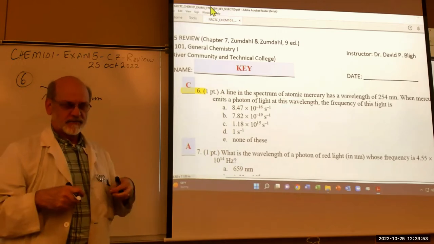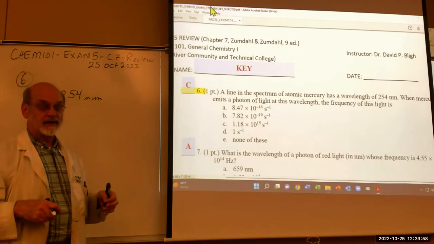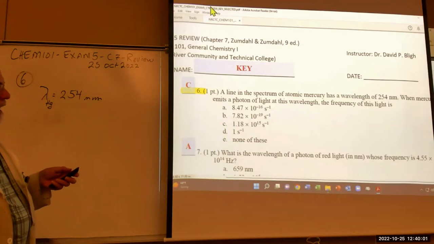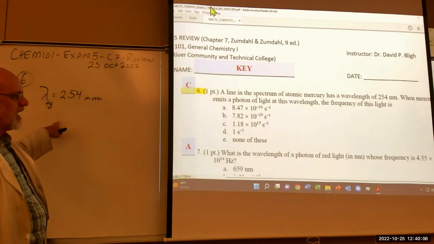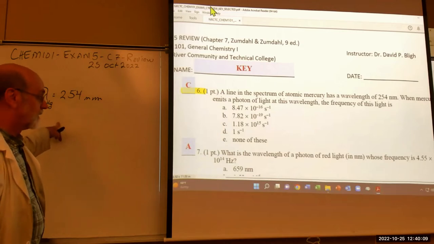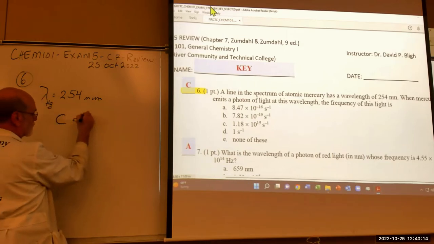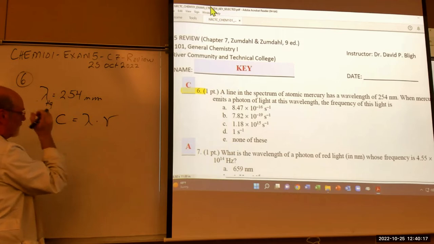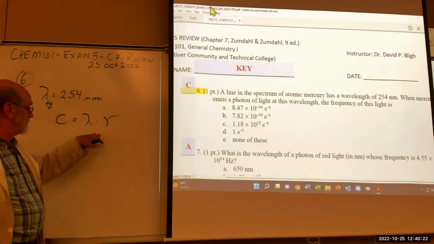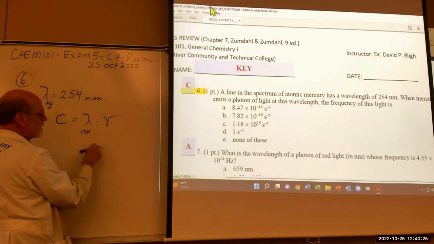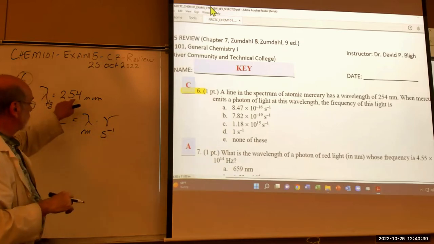Speaking from the standpoint of someone who's analyzed thousands of samples that way. Okay, so wavelength is 254 nanometers. When mercury emits a photon of light at this wavelength, the frequency of this light is? Okay, in that case, you're associating wavelength with frequency, right? So you need this equation. But remember, we're in SI units here, right? This wavelength is going to be meters, and this frequency is going to be in reciprocal seconds. That wavelength is not in meters.